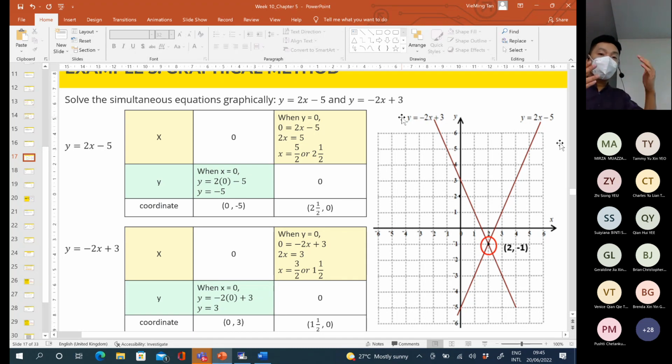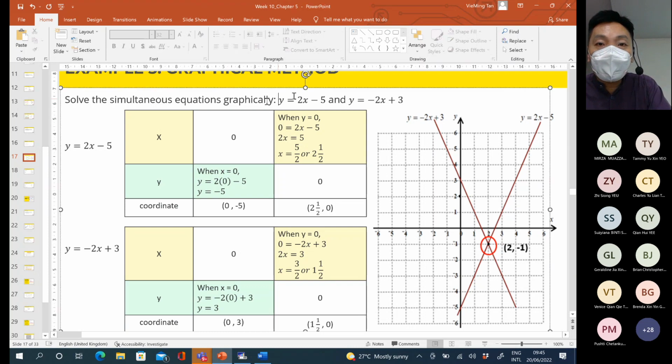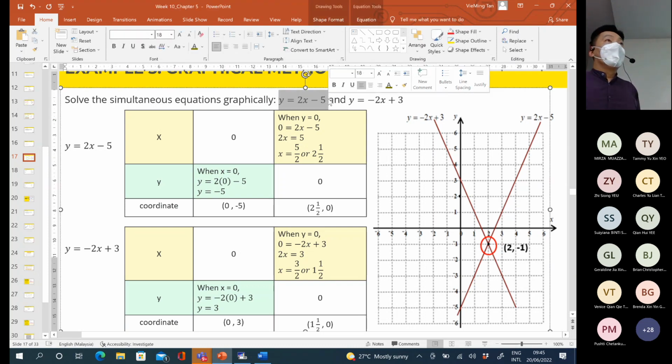Okay, so we have to do step by step. So we start from this equation first. Draw this line first. Draw the first line, right? So as we know, in order to draw a line, we need at least two coordinates. Two coordinates. So how to do so?